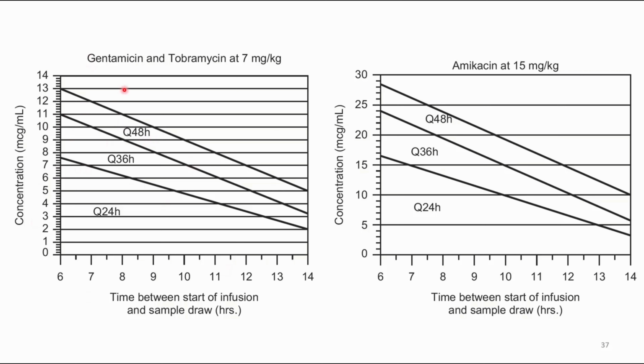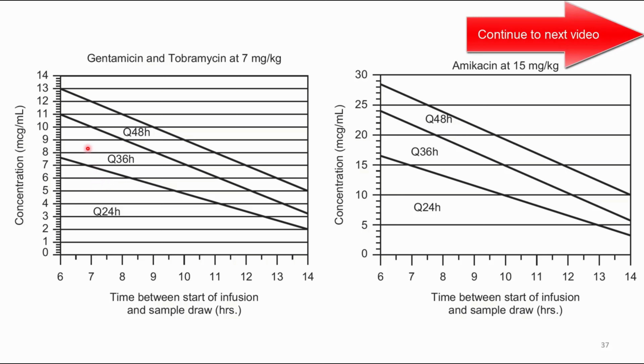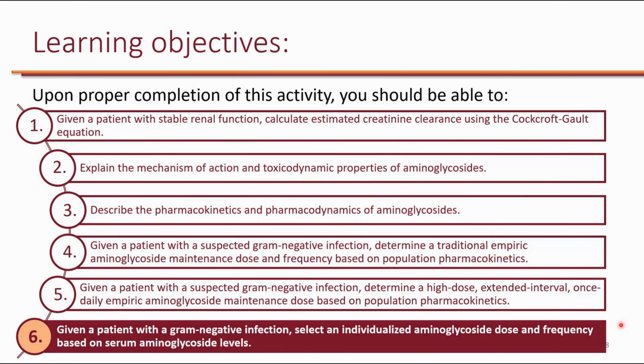And the way this was established is that Nicolau and colleagues actually tried this dose in their patients, and they got the peak of 20 because the most common MIC in their institution was 2, so they wanted a peak of 20 with the MIC of 2, which would give you a peak to MIC ratio of 10. And then they just looked at how quickly the patients were clearing the aminoglycosides, and that's how they derived these lines. We looked at creatinine clearance, we looked at pharmacology and PK/PD of aminoglycosides. We also looked at traditional and extended interval empiric dosing of aminoglycosides.